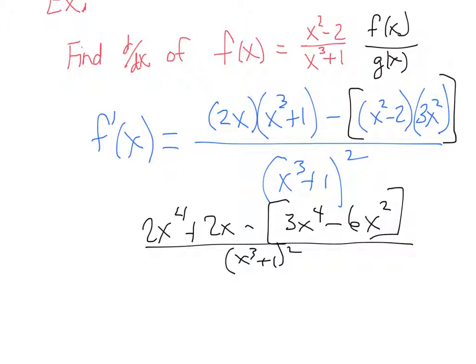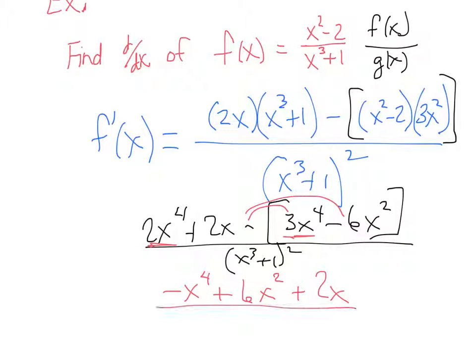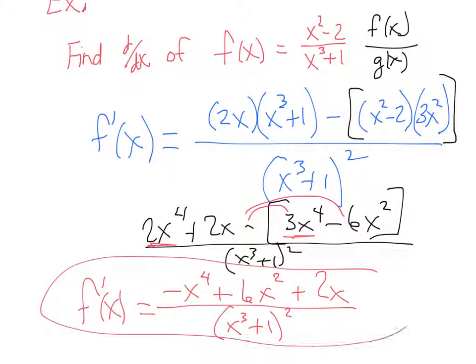Now I can distribute my negative, and this becomes a minus, and I have like terms. So it's negative x to the 4th, and I'm going to write them in order as well, plus 6x squared, plus 2x, and then it's all over x cubed plus 1 squared. And that is your derivative using the quotient rule. Not too bad.